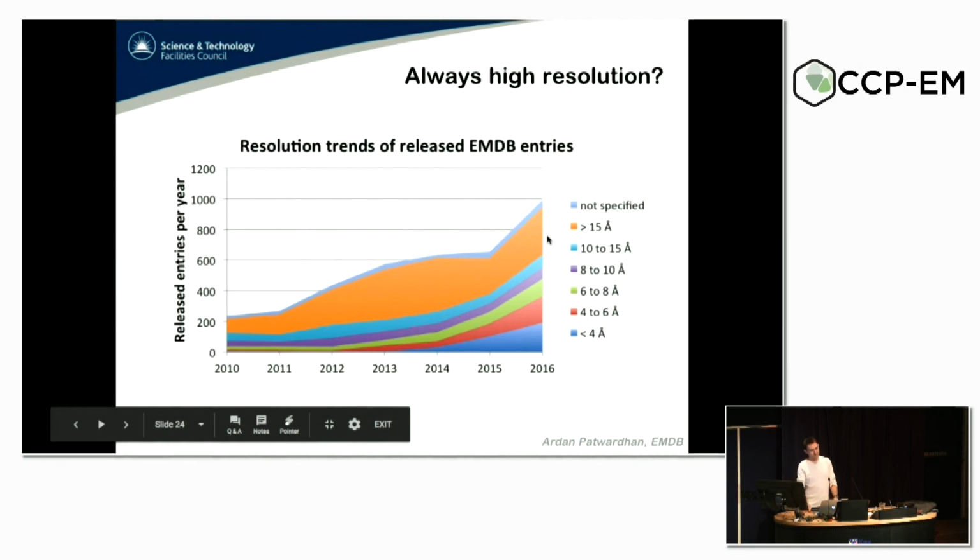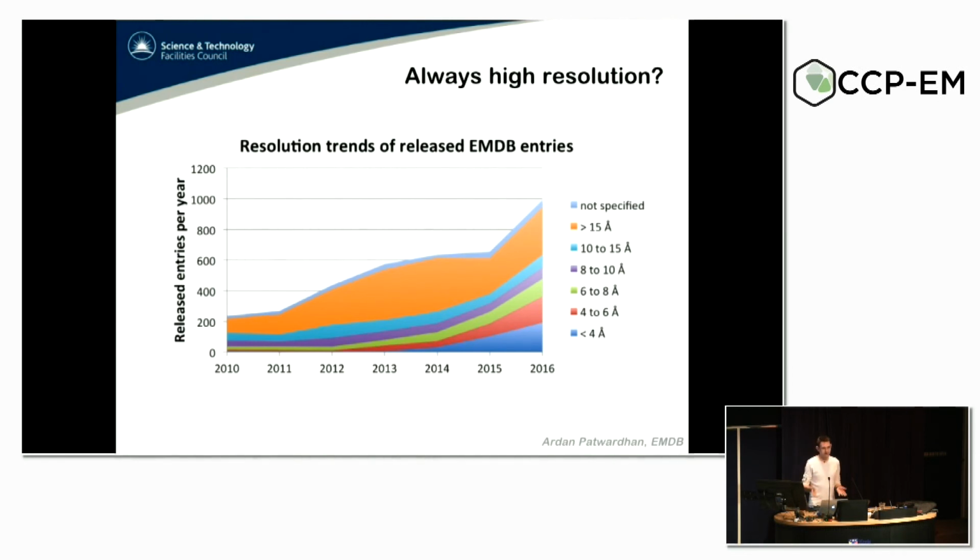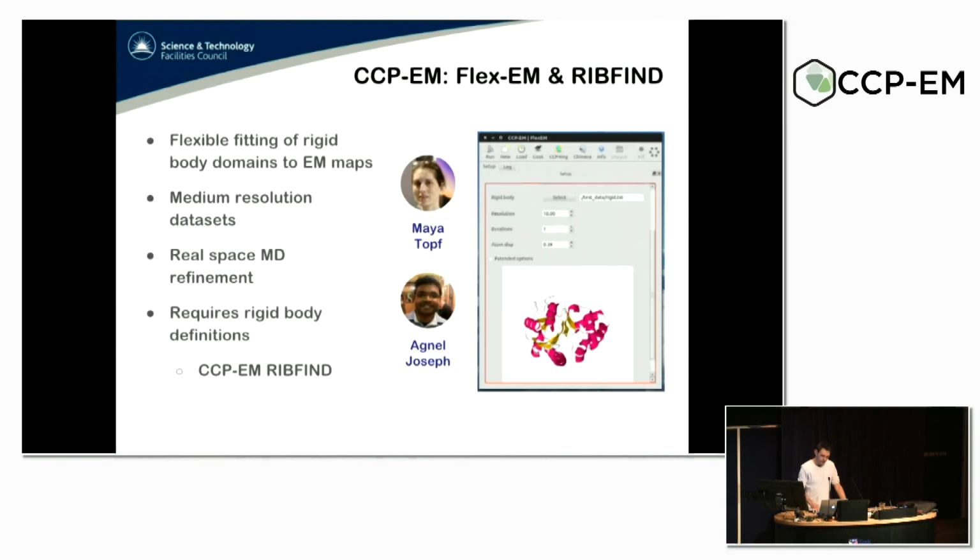Okay, so obviously not everything that goes in the EMDB is super high resolution. Many maps, in fact most maps, are worse than 5 angstroms. So we've provided some tools from Maya Topf at Birkbeck. She's developed an algorithm called FlexEM, and its assistant application RibFind. And what this does is it allows you to do flexible fitting of rigid body domains into EM maps.